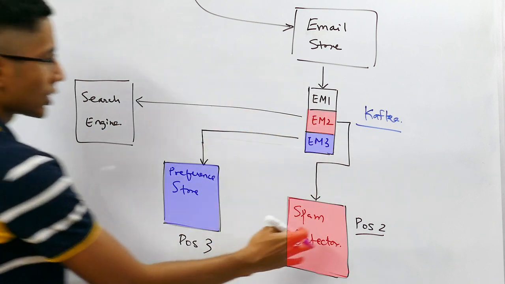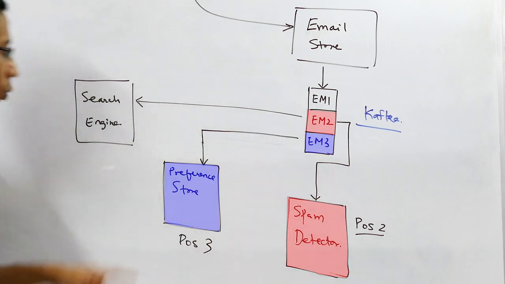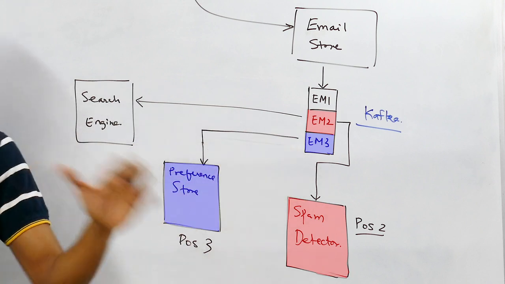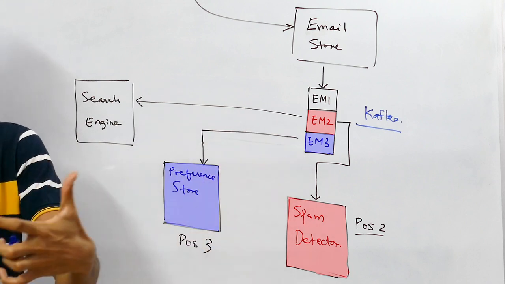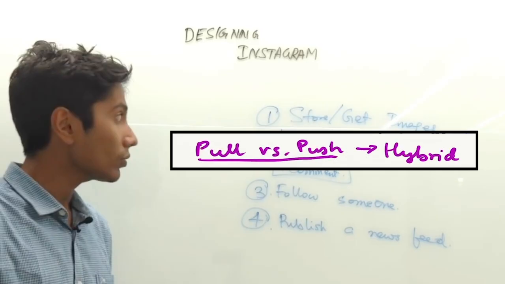positions. So spam detector has till now been able to see email 1 and email 2, while preference store is a little ahead, it's at position 3, so it's pulled out all 3 emails and it's good to go. Like the 4th email, it's going to go for it next. You can have a look at the message queue video I made on YouTube, and also a little bit on the push versus pull architecture. Again, that's on YouTube. Quite interesting how it's going to handle all this load.